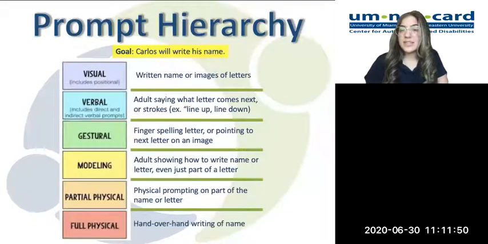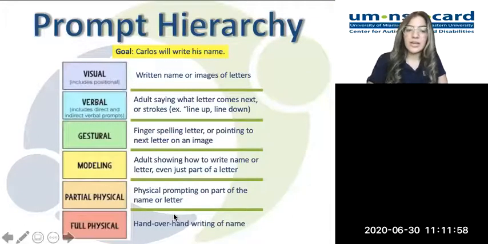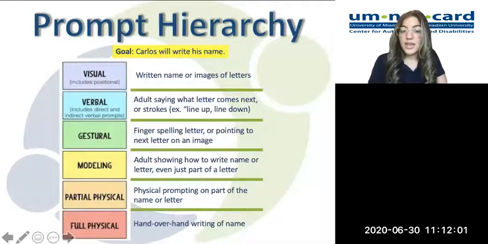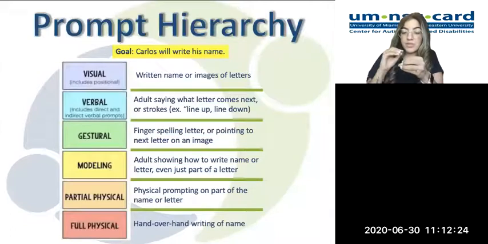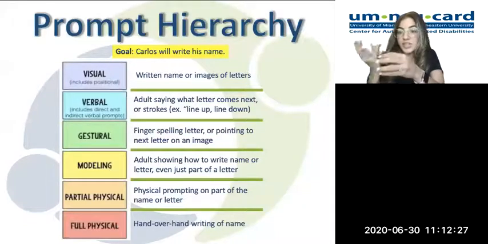So here we see, broken down in the example of Carlos writing his name, a prompt hierarchy of what these prompts will look like. The most help would be hand over hand, the teacher grabbing Carlos's hand and writing his name. The next one is a partial physical, which is maybe physical prompting on part of the name or maybe just a letter, right? So maybe the teacher starts hand over hand and then kind of finishes off independently, or maybe the child is forgetting how to come back up on an R, so the teacher will push the hand to finish that R only.